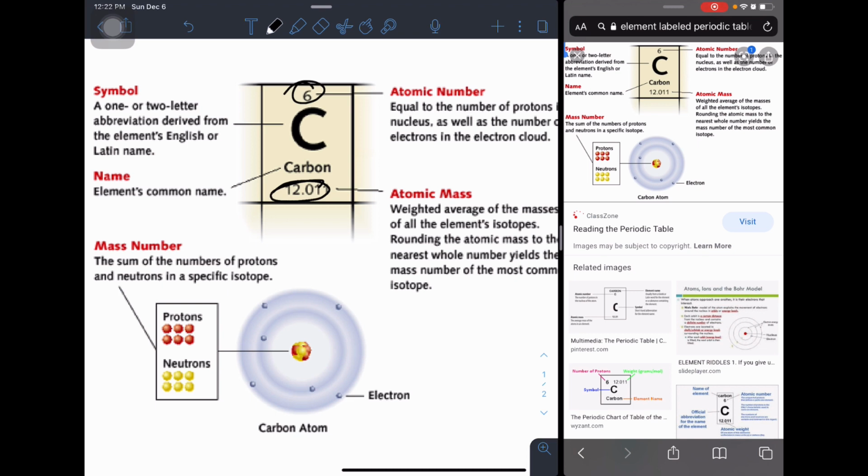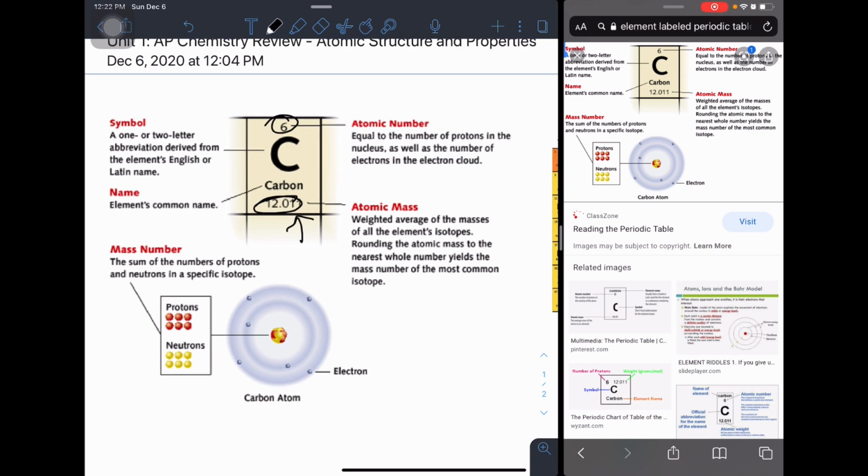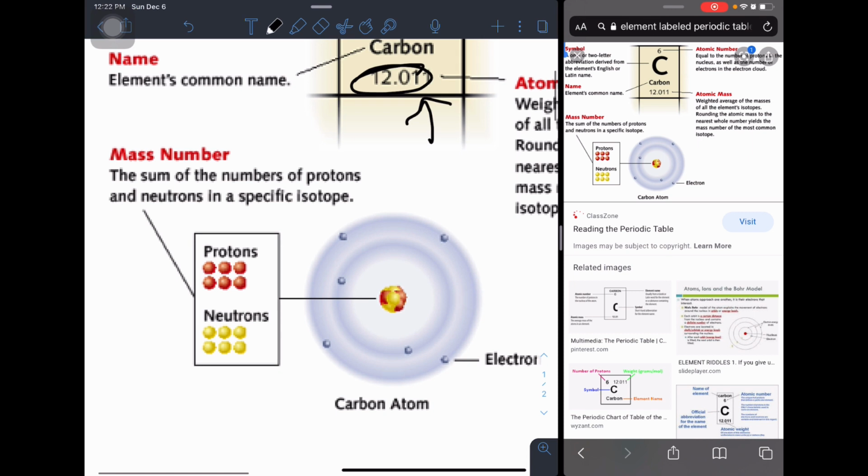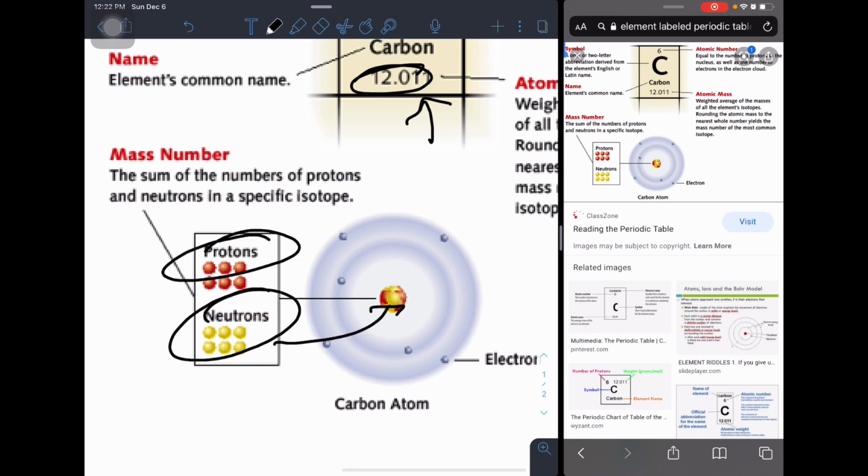So in this instance, carbon-12 would denote that the most common type of carbon has 6 protons and 6 neutrons. And here you have a little bit of a more concise image of what the mass number identifies inside of the atom.